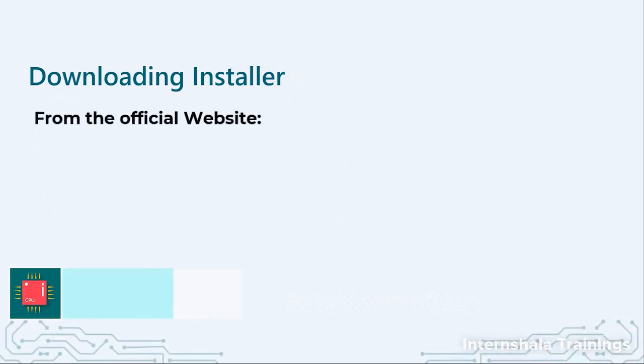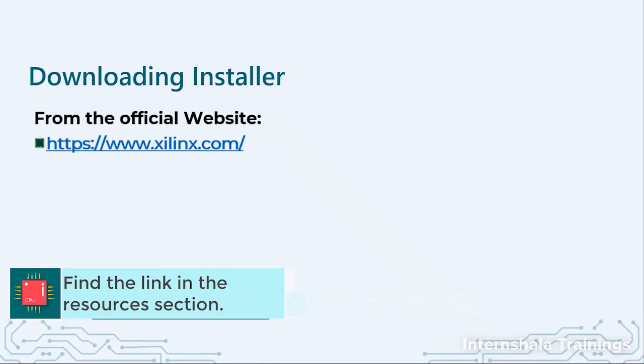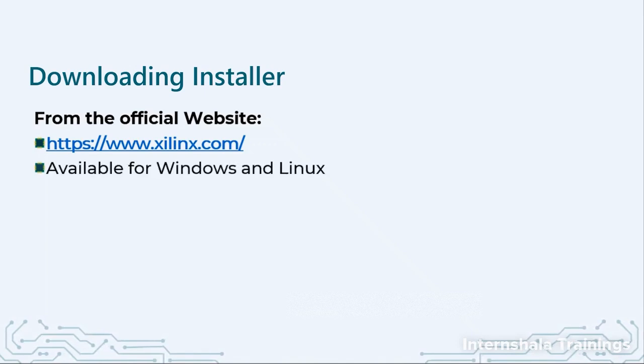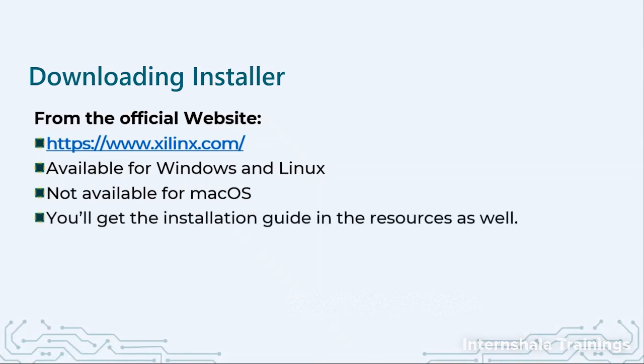So the first method is going to the official website, and that is xilinx.com. We are going to create an account there, register and login, and then go to the download section, and we are going to download the installer for our Webpack edition. We have to remember that Vivado is available only for Windows and Linux platform. It is not available for Mac OS. You will get the complete installation guide in a PDF form in the resource section as well.